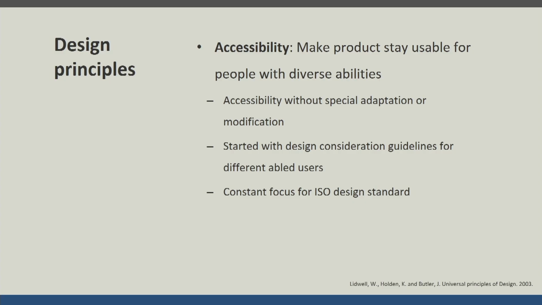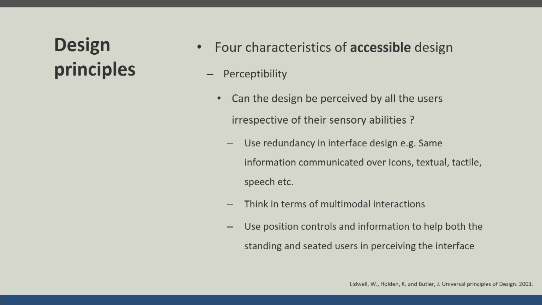So it starts with design consideration guidelines for differently abled users. Accessibility as a design principle started by looking at people who were differently abled, but now it is broadly understood as including everyone, people from all walks of life with diverse abilities. There is also a constant focus in ISO design standards. In most of the ISO design standards, accessibility comes across as a major focus.